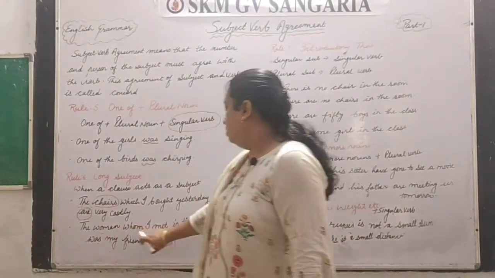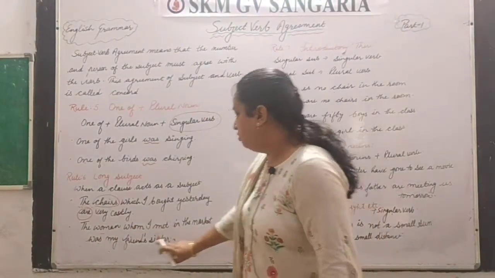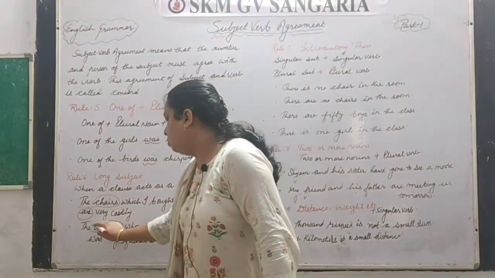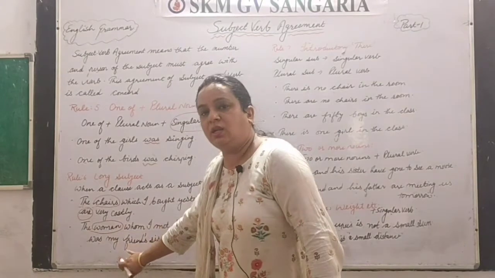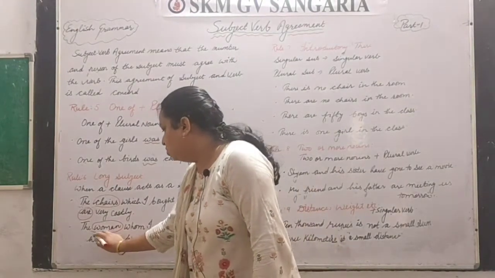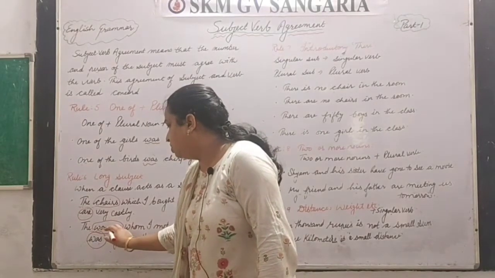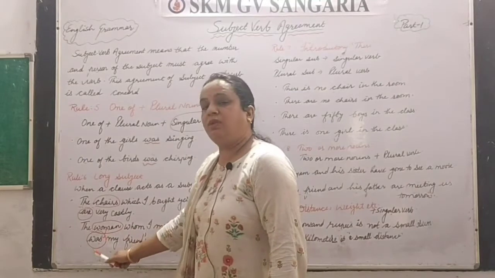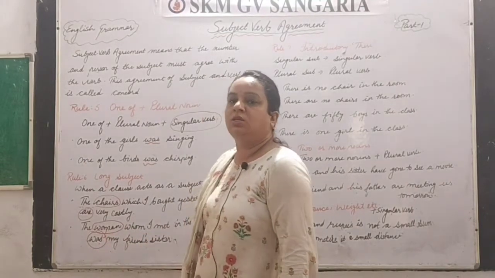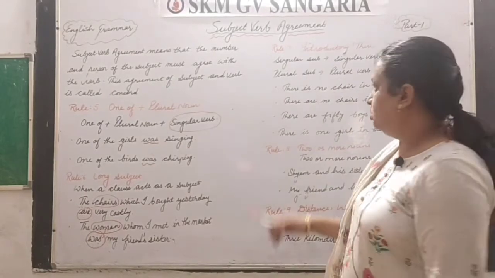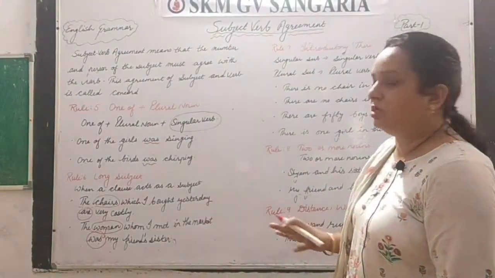The woman whom I met in the market was my friend's sister. Now here the subject is what? Singular subject, woman, and in another part of the sentence, in another clause, we have to use which one? The verb which is applying here, with woman we have to use was in past tense. That's quite easy, you just have to keep this in your mind, that's it.